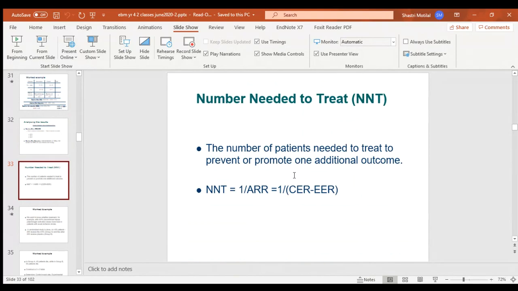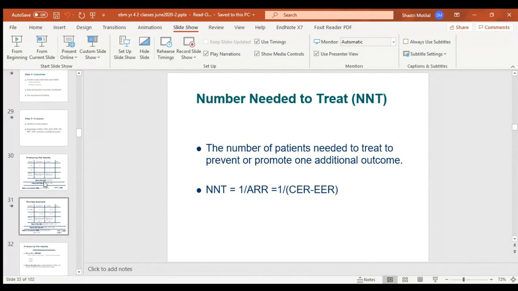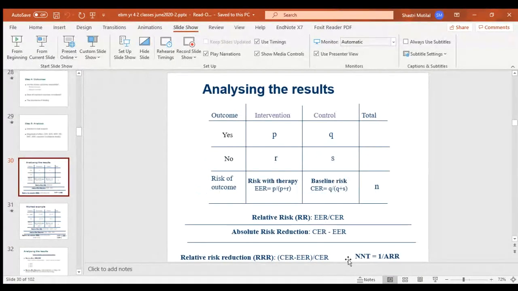And this is what NNT means. It means the number of people we need to treat with the intervention to prevent or promote 1 additional outcome. So in this example, we got the NNT of 2, right? We usually round it to the nearest number. It means for every 2 people I treat with this intervention, we're going to stop 1 person from dying.